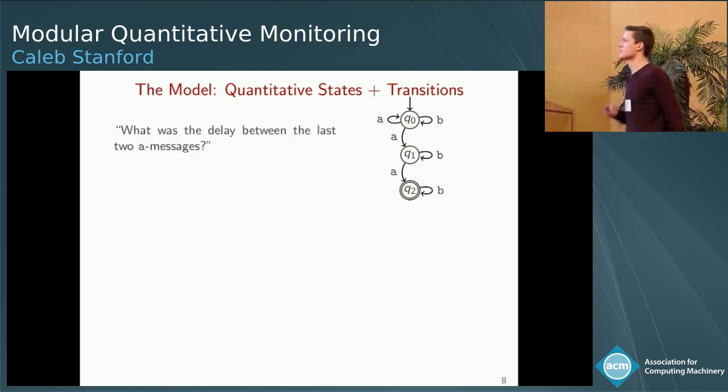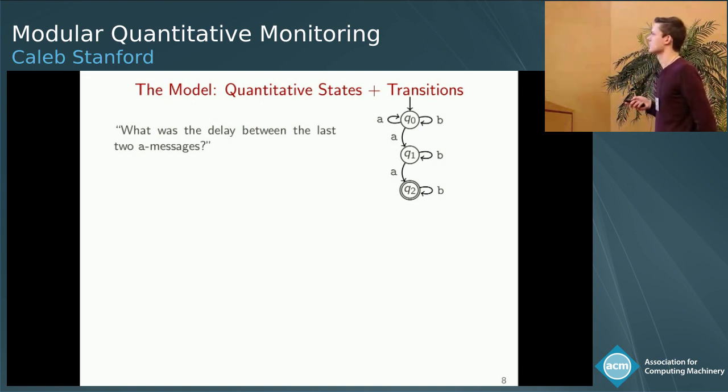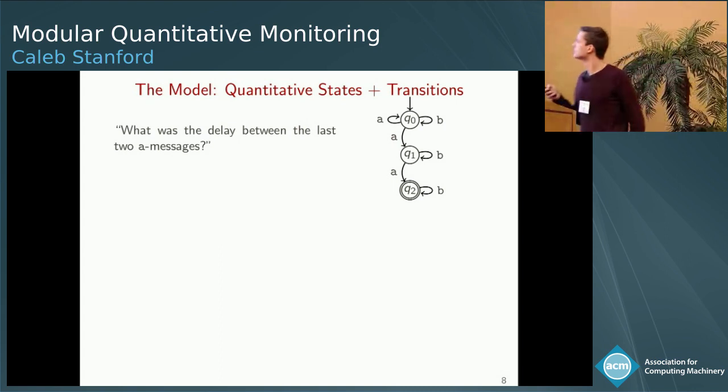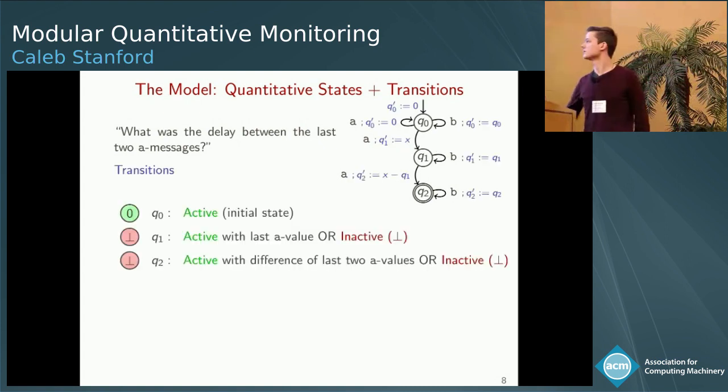So let's say that the computation that I want to compute is the delay between the last two A messages. How would I compute this if I were just writing low-level code? Well, I would keep track of the most recent A message, and then I would keep track of the difference between the last two. And that's all I need to keep track of. So similarly here, that's what we do. Q1 is going to keep track of the most recent, and Q2 is going to keep track of the difference.